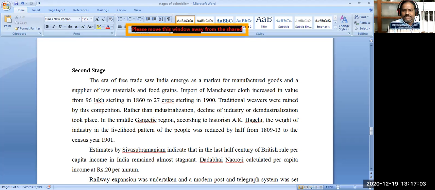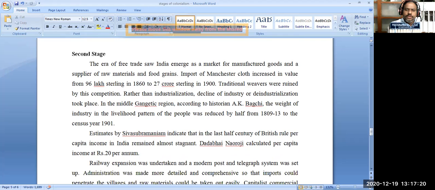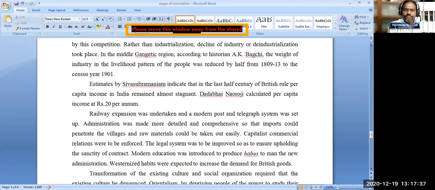In the Middle Gangetic region, according to historian A.K. Bagchi, the weight of industry in the livelihood pattern of people was reduced by half from 1809-13 to the census year 1901. Estimates by Shiva Subramaniam indicate that in the last half century of British rule, the per capita income in India remained almost stagnant. Dadabhai Naoroji calculated per capita income at rupees 20 per annum.